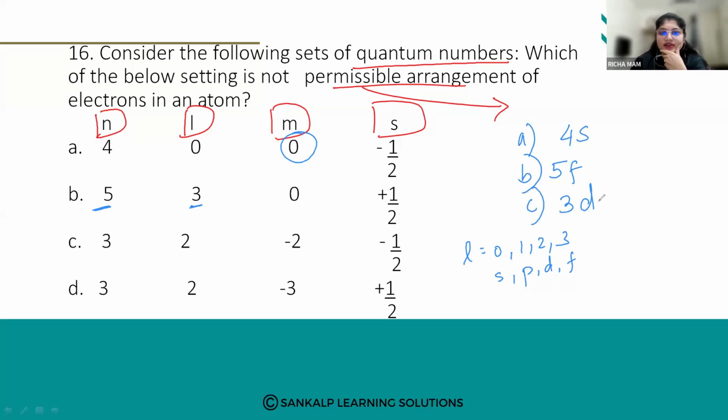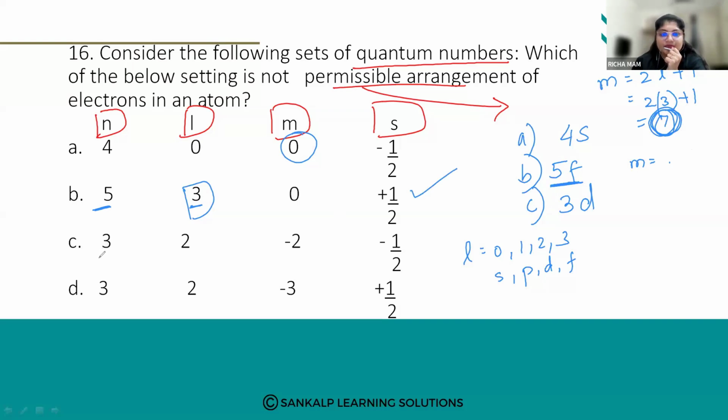So here, if we find out the m value, how are you going to find the m value? Remember the formula for finding the m value, it is 2l plus 1. So here, what is the l value? It is 3. So 2 times 3 is 6, plus 1, 7. So 7 possible values are there. So it is 0, plus or minus 1, plus or minus 2, plus or minus 3. So there are 7 possible values. So 0, this is also correct.